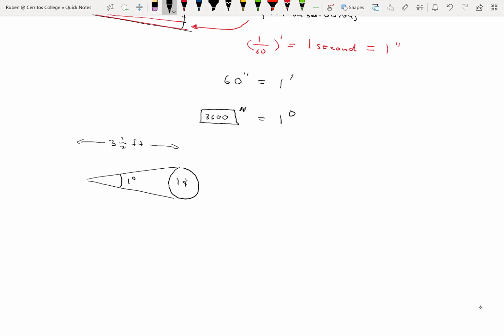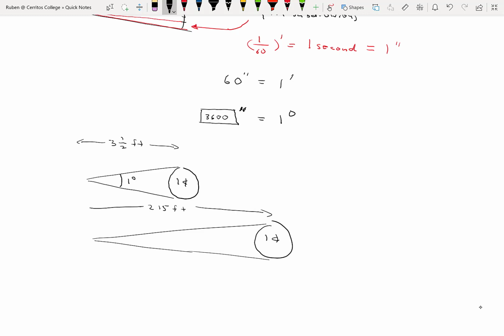Now, if you take that same penny and you take it 215 feet away, it's a long way, a lot more than arm's length. That angle formed now is going to be extremely tiny, but that's 1 minute. That's not 1 second, that's 1 minute.